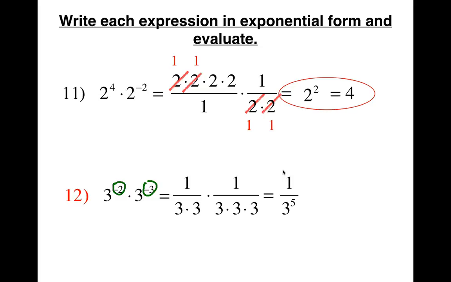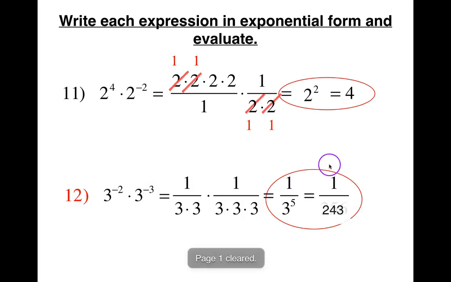But evaluated, I'm going to multiply 3 times 3 times 3 times 3, 5 times, and that's going to give me 243. So again, I expect you to show both an exponential answer and an evaluated answer. Okay, so at this point, go ahead and pause the video and try numbers 13 and 14 on your own. Okay, so let's see how well we did.